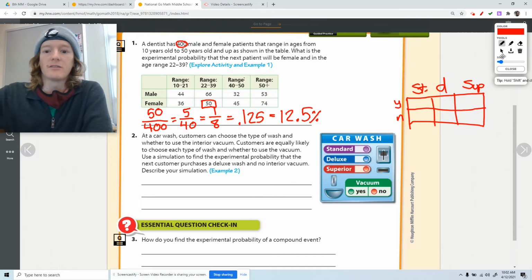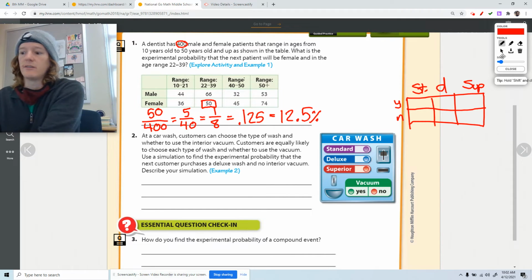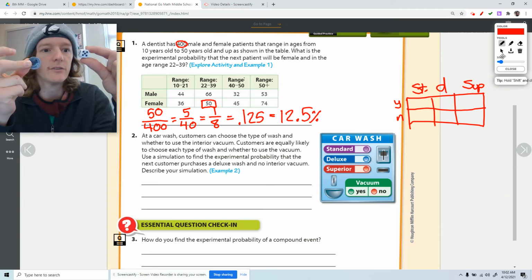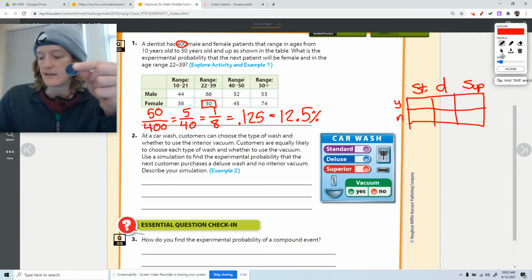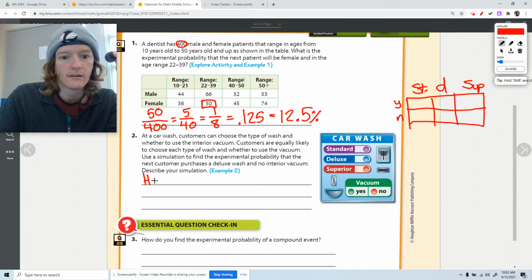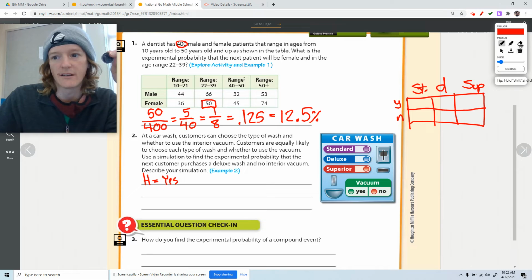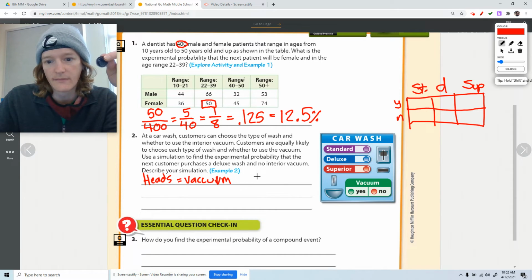What's a way we could do this? Well, we could do it with this. Heads and tails is our yes or no. So let's say heads is yes. Or no, I'm not going to say yes. We need to say heads. Let's put all these words. Heads is vacuum. Too many C's there, Mr. A. Vacuum. Tails, no vacuum.